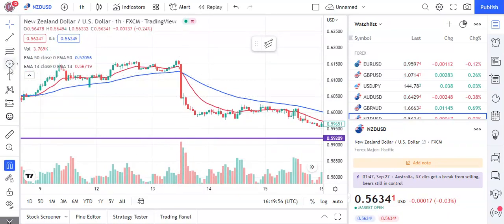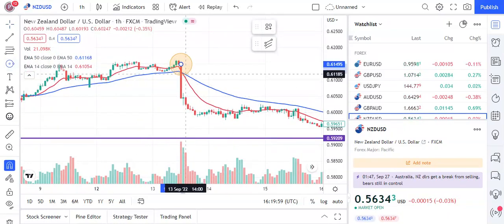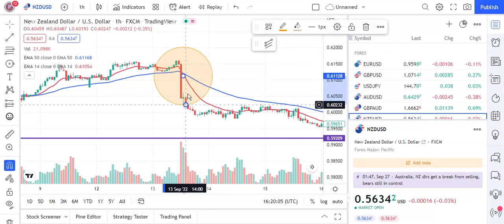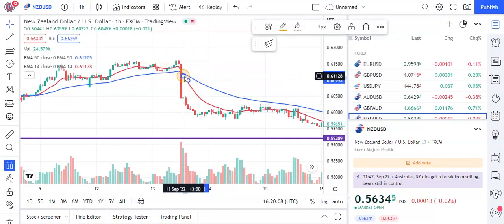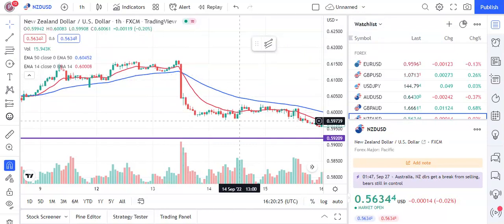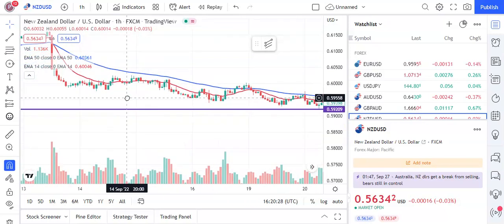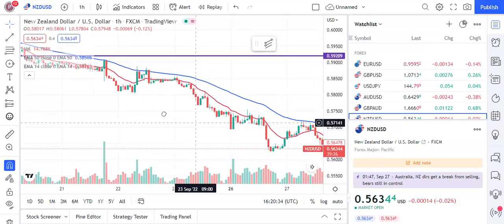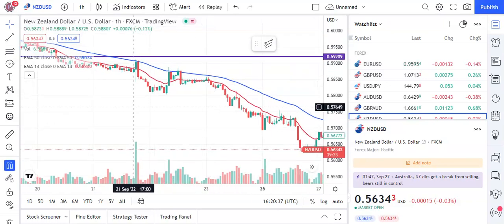Take a look at what happened here, at this point. At this point here, the red EMA line crosses, that is the 14 EMA, crosses the 50 EMA. It is simply telling me that I should be expecting a downtrend. That's exactly what happened here. Now the price is heading down, as you can see. Beautiful.